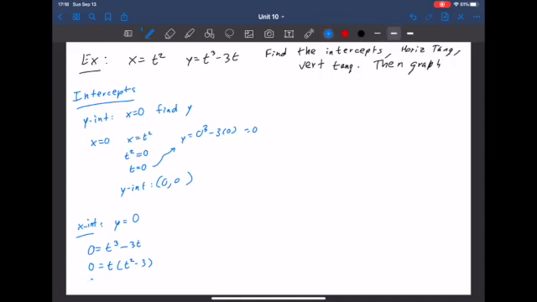And hopefully you would get 0 and then root 3 and negative root 3. Now for t equals 0, we just did that. X equals 0. That's our y-intercept, right? That y-intercept is always an x-intercept. For t equals root 3, x would be 3. And the same thing's true for t equals negative root 3. X would be 3. Okay?